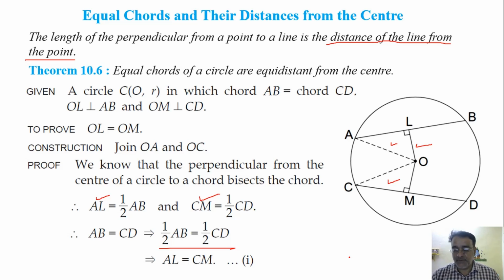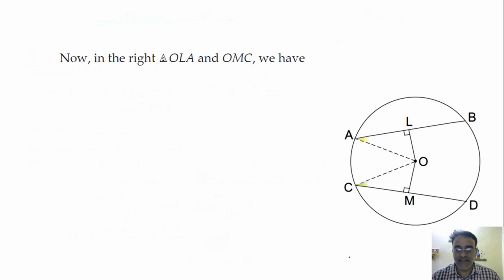Now we are going to prove those two triangles congruent. These two triangles. Now AL is equal to CM. Why? Proved above. OA is equal to OC. Why? Radii of the circle. And these two are equal, each is equal to 90 degrees.